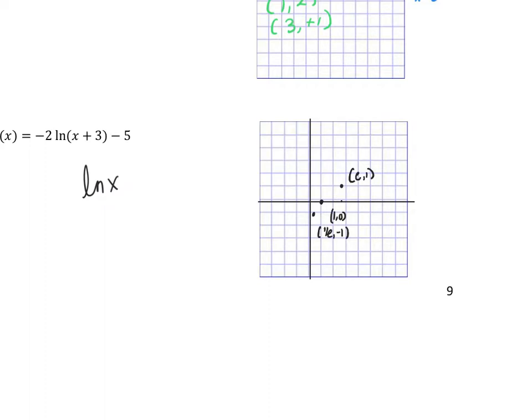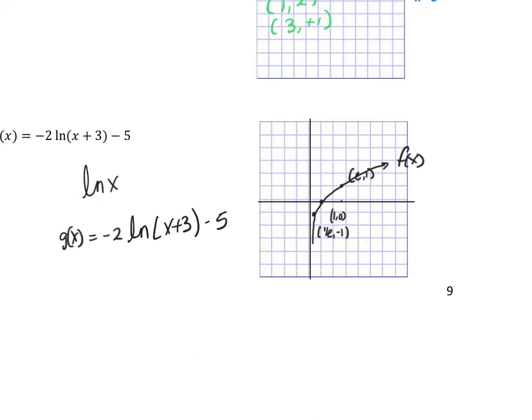Now, if I take a look at my transformed function, oh, I should probably write that in there. There is my f of x. Now, for my transformed function, I have negative 2 ln of x plus 3 minus 5. I should probably put the ln in there, so just a minute. Let me put that in there. Okay. So negative 2 ln of x plus 3 minus 5.